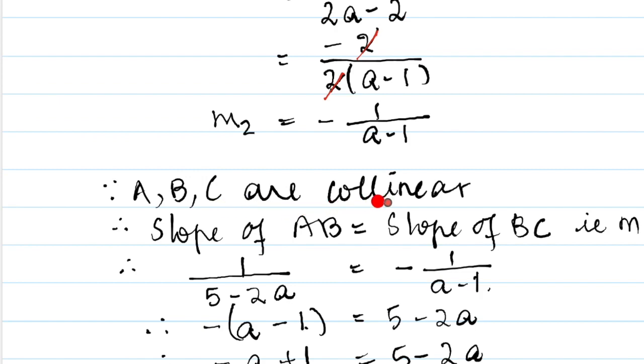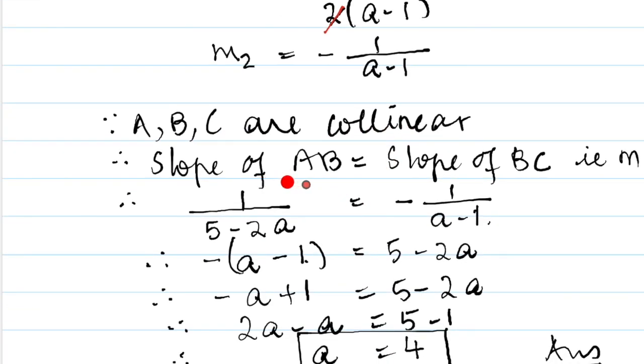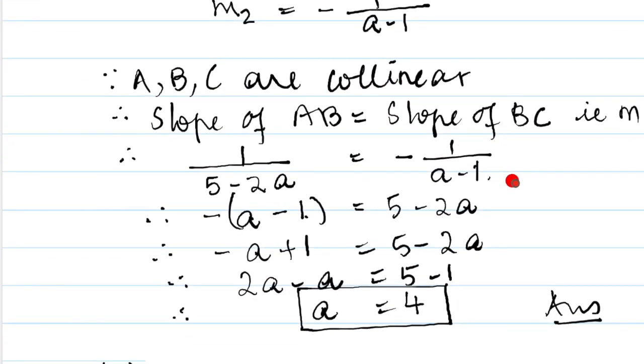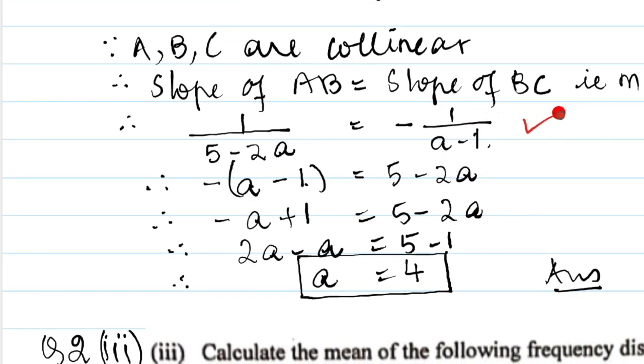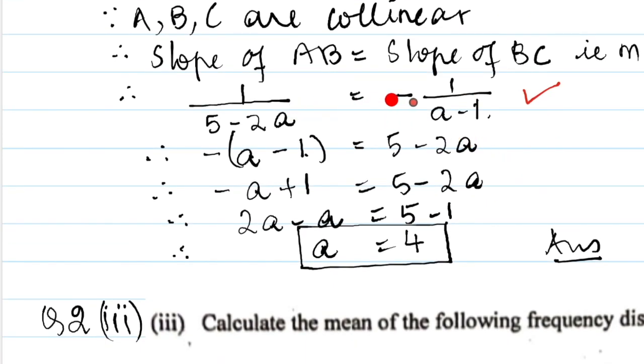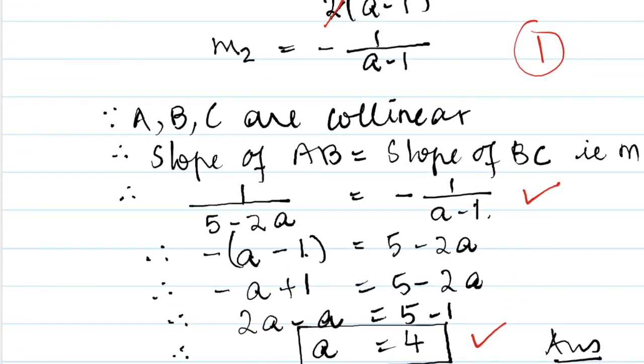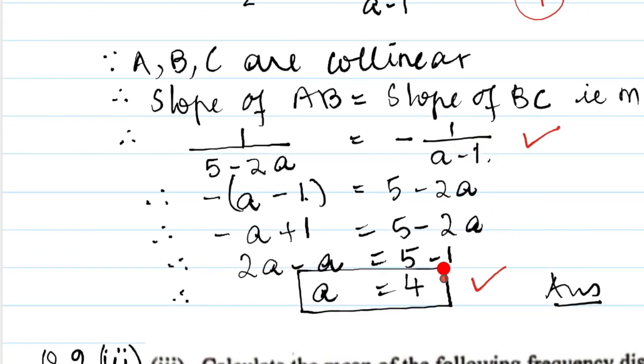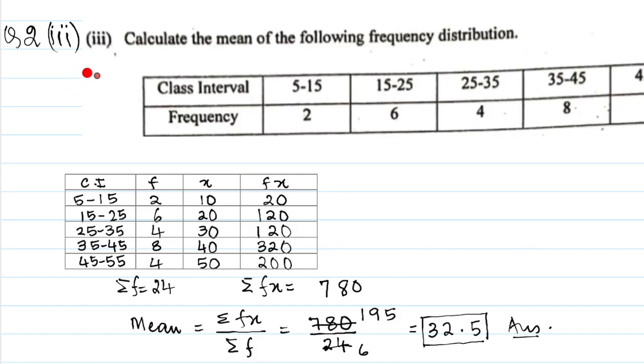Now if A, B, C are collinear, then the slope of AB and slope of BC will be equal. So we will have this showing the two slopes equal, and when you simplify you will get A equal to 4, and that's our answer. Now to get all this up to here is 1 mark, and equating and getting A equal to 4, that is your second mark. Question number 2, third subpart.